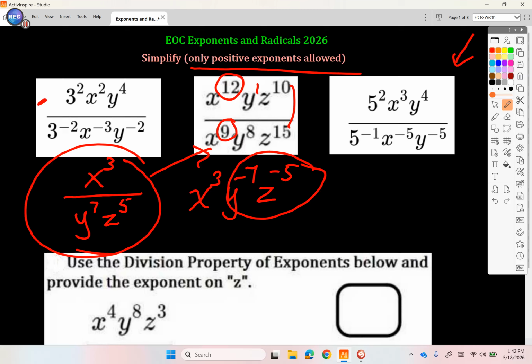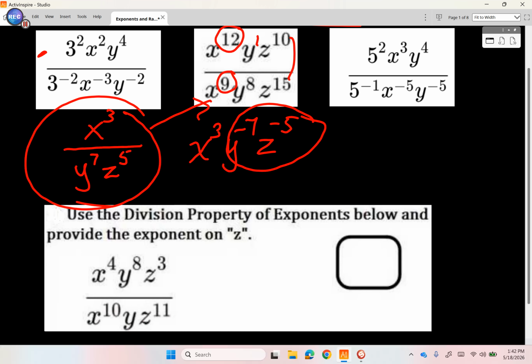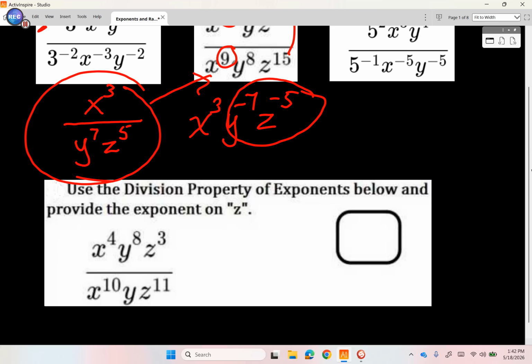Now I made sure to include this question here because it looks similar to the one in the middle, but this one doesn't say only positive exponents. It says, what is the exponent on the z? So if they ask you for just the exponent on one of the letters, only do that letter. 3 minus 11 gives you -8. That's the number that goes in here, the exponent on the z. Unless it says no negative exponents, you keep that negative on the 8.